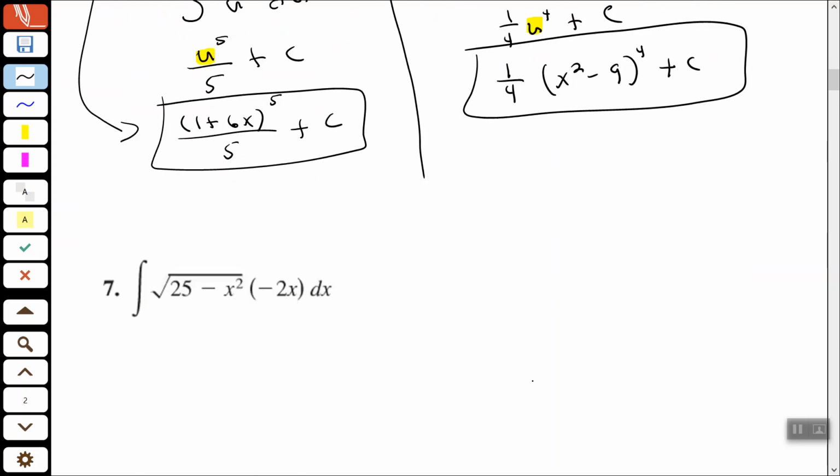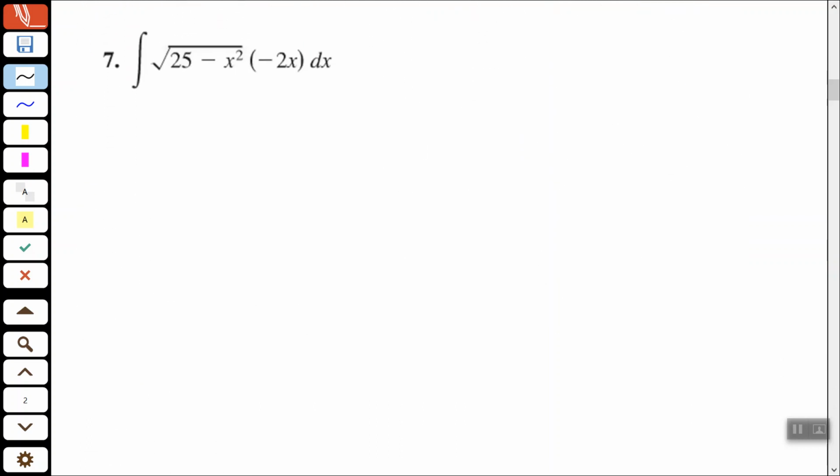Okay. What about number 7 here? We have the integration of the square root of 25 minus x squared times negative 2x dx. So the first thing I want to do is to write this in exponential notation. So I'm going to write this as 25 minus x squared to the 1/2 power.